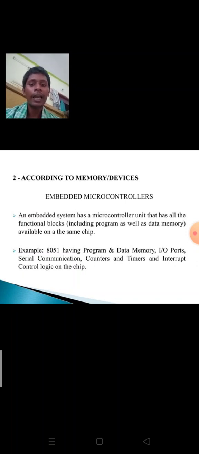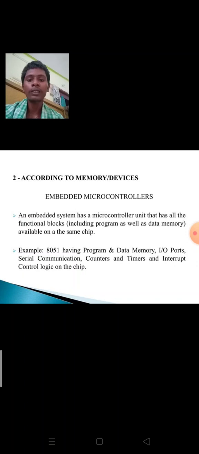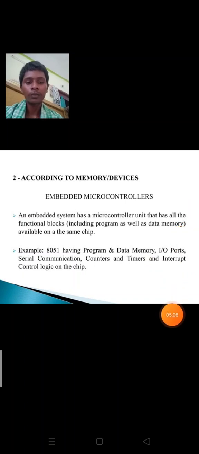Second, according to memory or devices. Embedded microcontrollers: an embedded system has a microcontroller unit that has all the function blocks, including program as well as data memory, available on the same chip. Example: the 8051 has program and data memory, I/O ports, serial communication, counters and timers, and interrupt control logic on the chip. This is the chip. They have batteries and connections and microcontrollers. This is the LCD light.